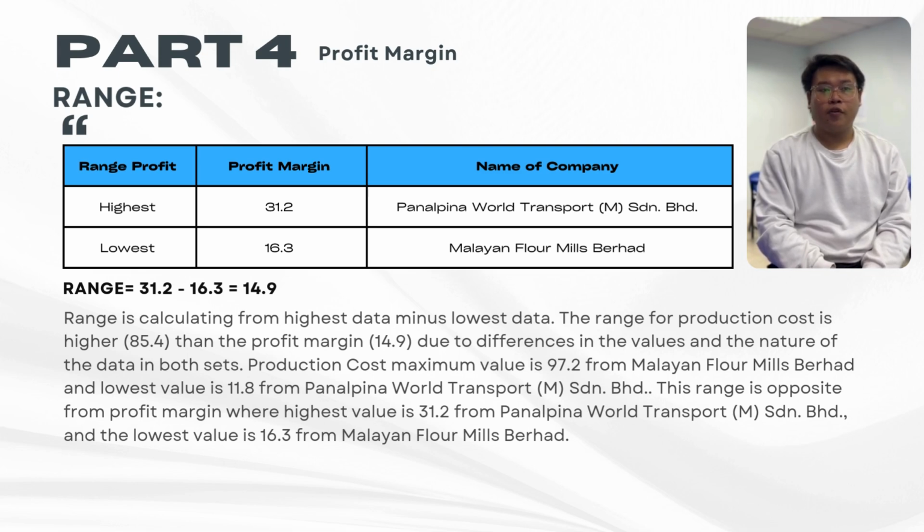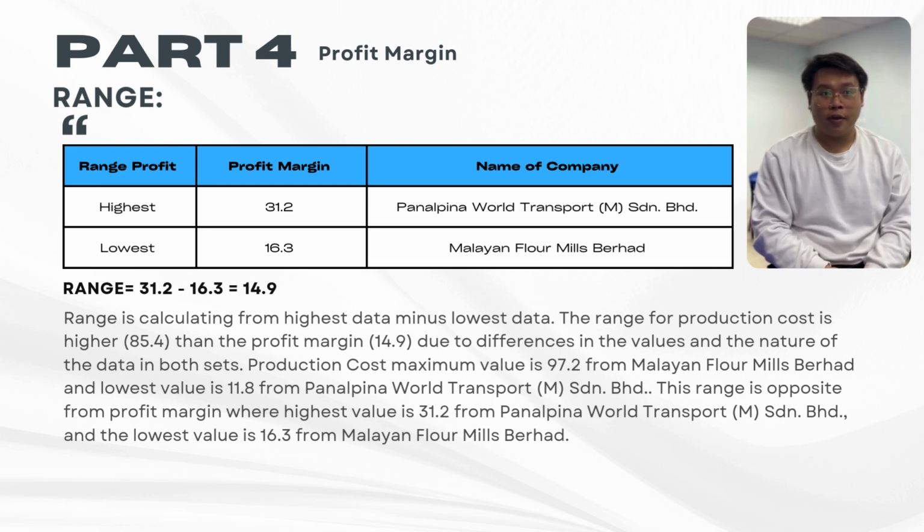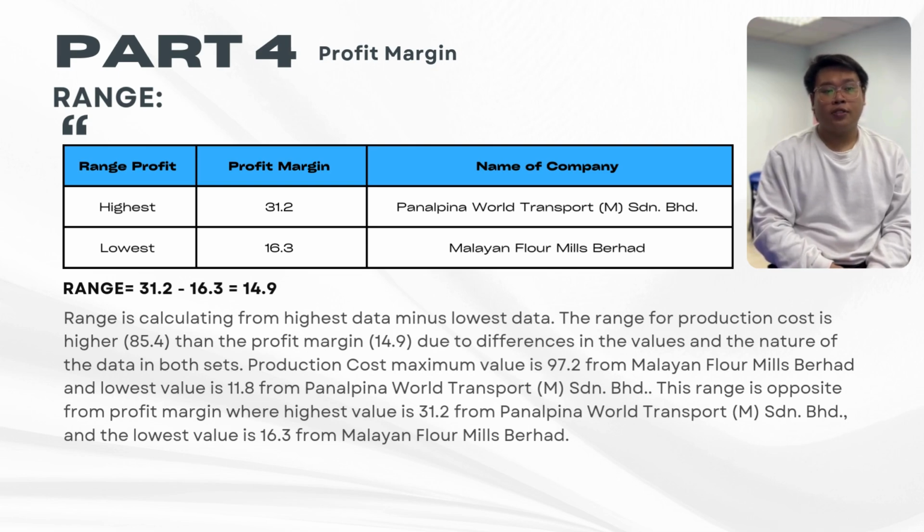I will be presenting for part 4, and first I will present the range. Range is calculated from the highest data minus the lowest data. The range for production cost is higher, about 85.4, than the profit margin, 14.9, due to the differences in the value and the nature of both sets.